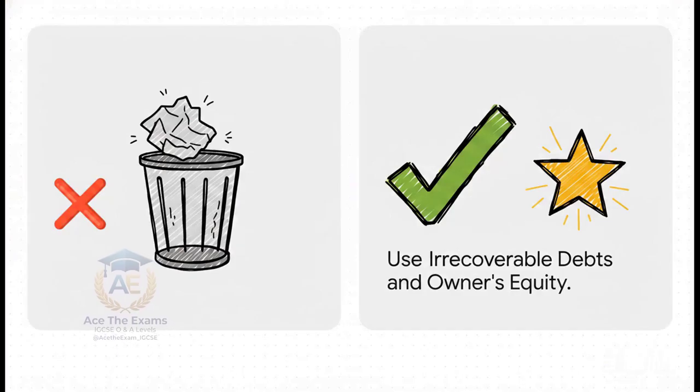Right, so putting on my examiner hat for a second, I need you to hear this loud and clear. Cambridge has made a very strict transition to modern international terminology for the syllabus 28 to 2030 updates. If you are still using outdated textbook terms, you are literally throwing away easy marks. You must use irrecoverable debts instead of bad debts. It's owner's equity now, not capital. As an examiner, I'm telling you, we actively look for this exact updated vocabulary. It's an instant signal that separates the true A-star candidates from the rest of the pack.